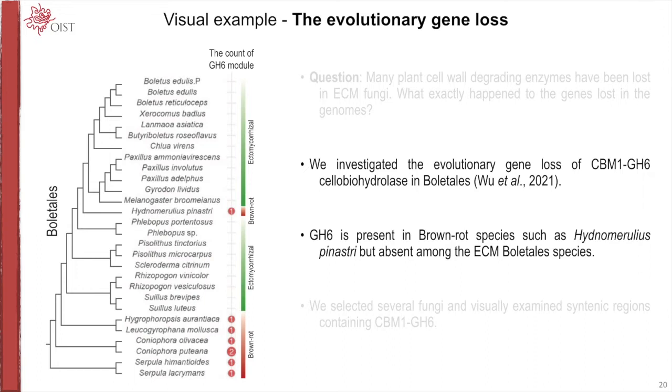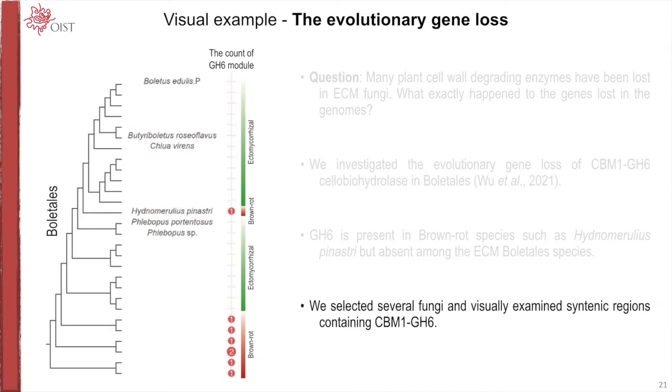So the figure shows the count of GH6 modules. There are ectomycorrhizal and brown rot species in Boletales. Now, GH6 is present in brown rot species, such as Hydnomerulius pinastri, the species in the middle of the figure. But the GH6 is absent among the ectomycorrhizal species.